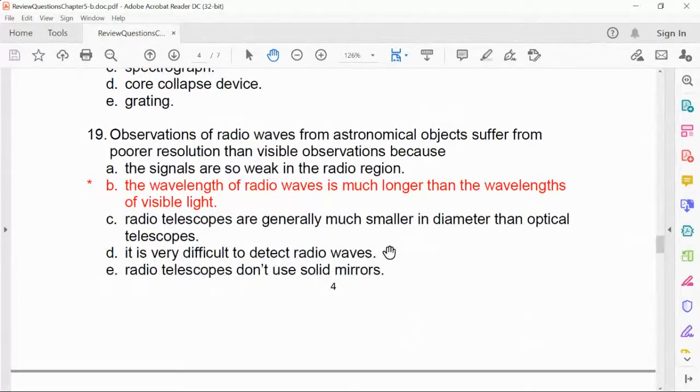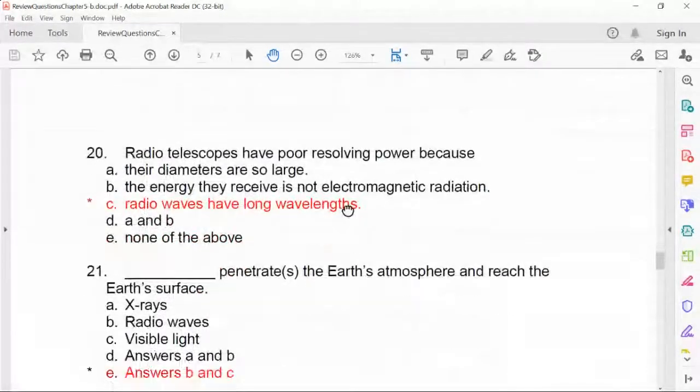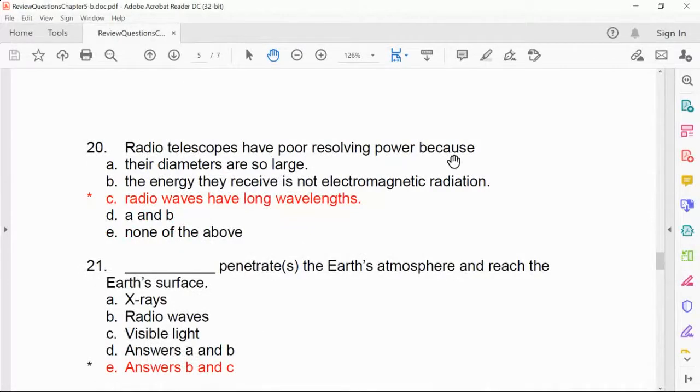Observation of radio waves from astronomical objects suffers from poorer resolution than visible observation, because you know that alpha min is equal to 1.22 lambda over d. So it has to do with the wavelength. Visible light ranges from 400 to 700 nanometers. Microwave is huge, and that's why they have poor resolution. And that's why I told you when we deal with radio waves, it's best to use interferometry to produce something with a bigger diameter. Radio telescopes have poor resolving power because radio waves have long wavelengths.